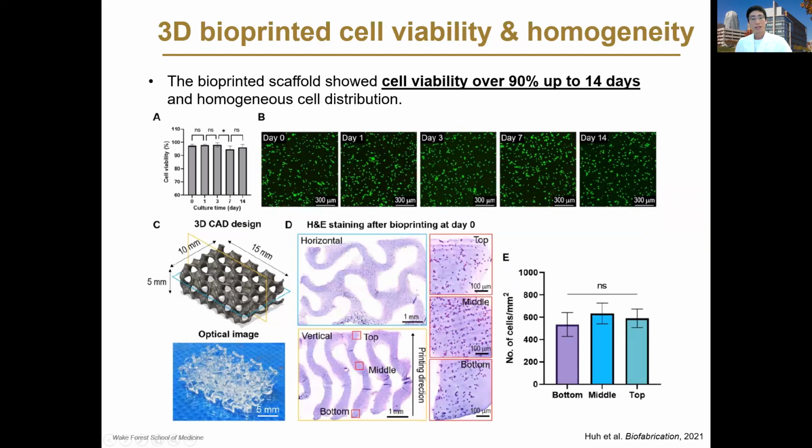Then, the optimized photoinitiator and UV absorber combination was used to 3D bioprint a scaffold with C2C12 cells. No initial cytotoxic effect was shown, and the cells had over 90% viability up to day 14. Additionally, the cells were homogeneously distributed in the hydrogel scaffold in both horizontal and vertical directions.